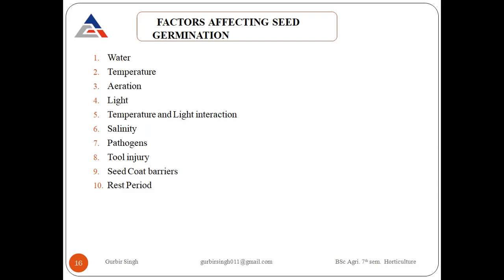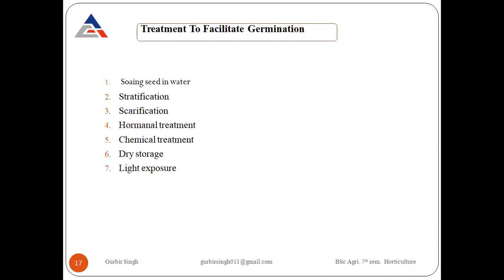An example is fig. Next is treatment to facilitate germination. Number one is soaking the seed in water. It is a common practice to soak seed in water before sowing, which promotes germination by softening the hard seed coat, activating the enzymes and diluting the effect of inhibitors.